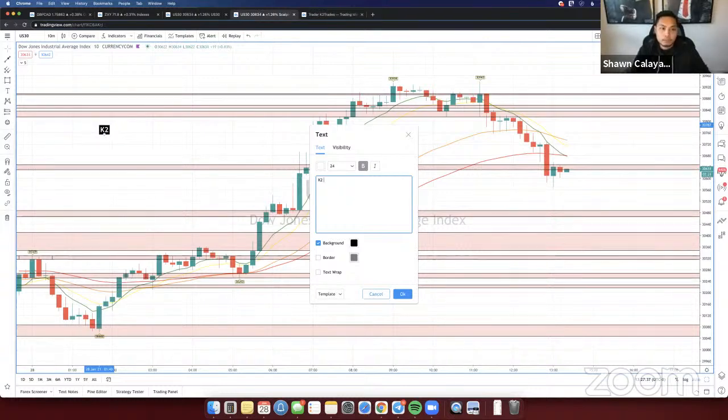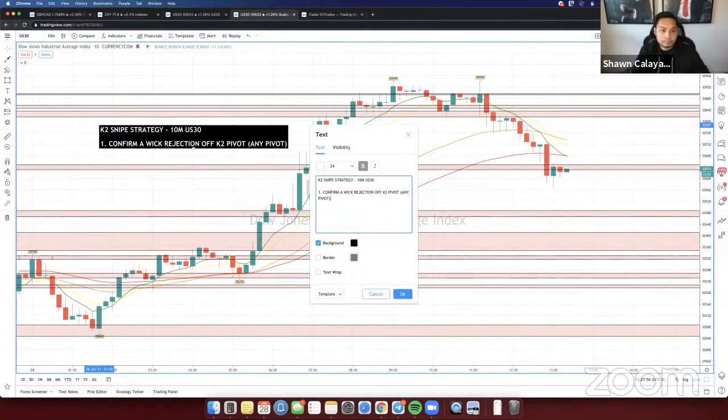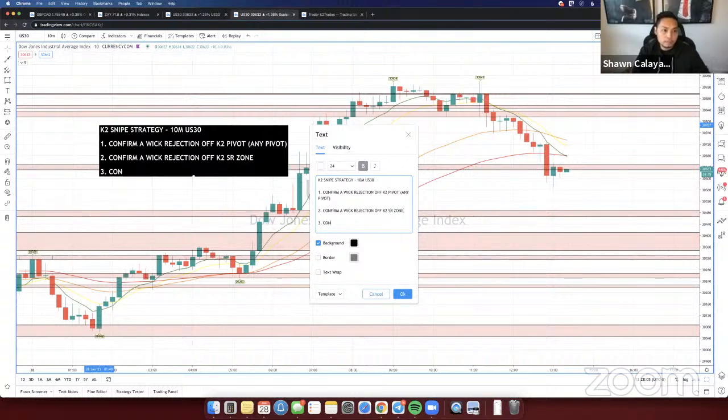This is going to be the K2 snipe strategy, 10-minute on the US 30. For the first requirement, you just want to confirm a wick rejection off the K2 pivot, any pivot. Next, you want to confirm a wick rejection off the K2 SR zone. And then lastly, you want to confirm the K2 pivot rejection does not touch the body of the candle.